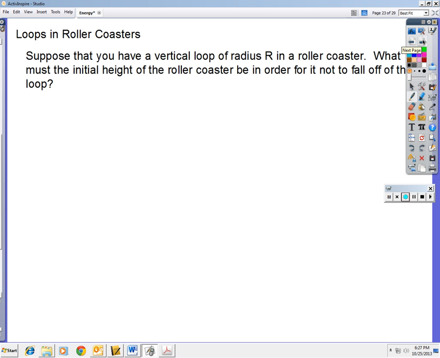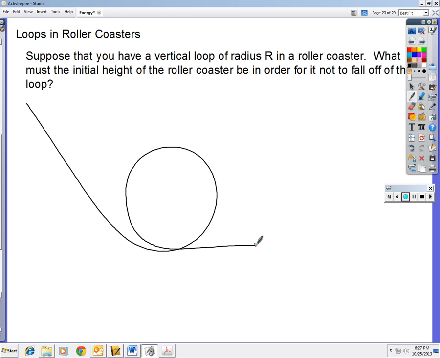Now there's a whole class of problems that have to do with loops and roller coasters. So let's say we have a very simple roller coaster. It starts from a hill of height h, goes down to the ground, and then goes around a loop of radius r. The question is, what does the initial height of the roller coaster have to be in order for the coaster not to fall off when it's right here?